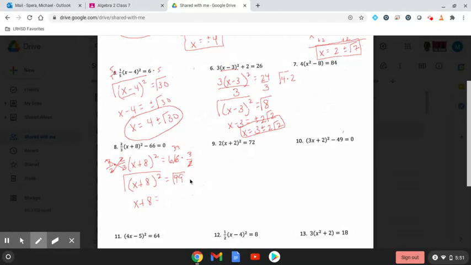And now you think about how the radical of 99 breaks down. So I think it's 9 times 11. 9's a perfect square. So if you think of it as 9 times 11, 9's a perfect square. 3 is going to come out, so plus or minus 3. The 11 stays underneath. And now to get our answer, we got to get x alone, which means subtract 8.